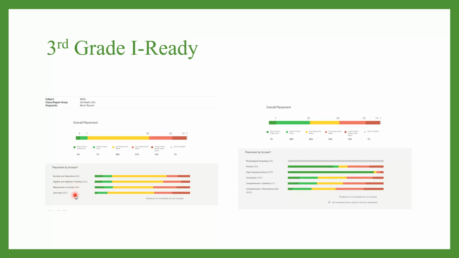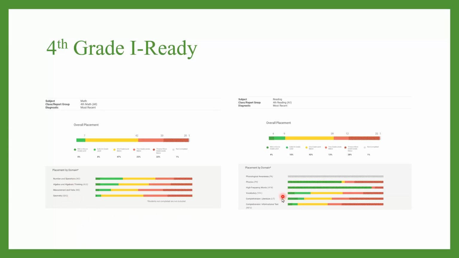As you can see, our domains in iReady as it relates to math are number and operations, algebraic thinking, measurement and data, and geometry. For reading, there is phonological awareness. When we get to third grade, most of those students have already mastered those skills, so most of them have tested out and wouldn't be assessed on that particular domain, but they are assessed on phonics and high frequency words. The domains are similar in fourth grade. As it relates to reading, you see that phonological awareness has been grayed out because most students, of course, by fourth grade have mastered those skills, hopefully.